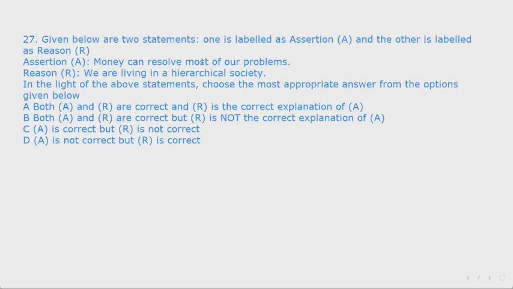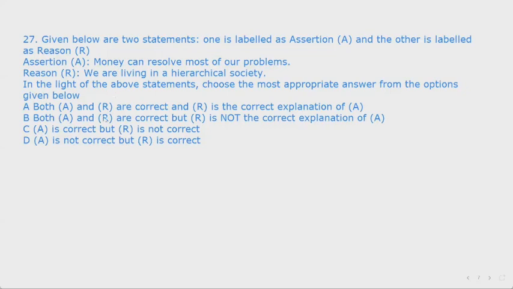So money can resolve most of our problems. So yes, this is true. The reason given is we are living in a hierarchical society. So yes, we are living in a hierarchical society, but ये दोनों रिलेटेड नहीं लग रहे. The reason being कि ठीक है, सोसाइटी में हायरार्की है, but उससे मनी कैसे रिजॉल्व कर रहा है अपना प्रॉब्लम, right? So दोनों true हैं, but दोनों इंडिपेंडेंट हैं. दोनों कुछ भी आपस में कोई लिंक नहीं है, दोनों अपने अपने में बात कर रहे हैं.